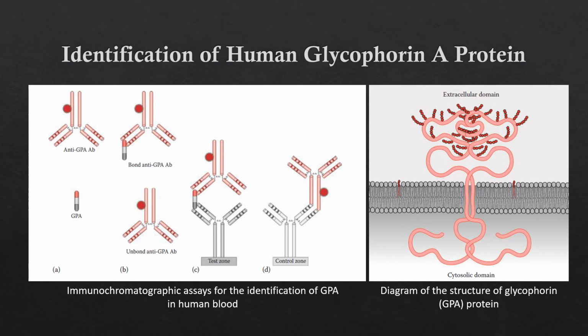And there is one more advantage: very little sample, just 100 nanoliters of blood, can also be identified. And one more important thing about this test is that if you give a semen sample or vaginal sample or any other bodily fluid of a human, it cannot be tested.